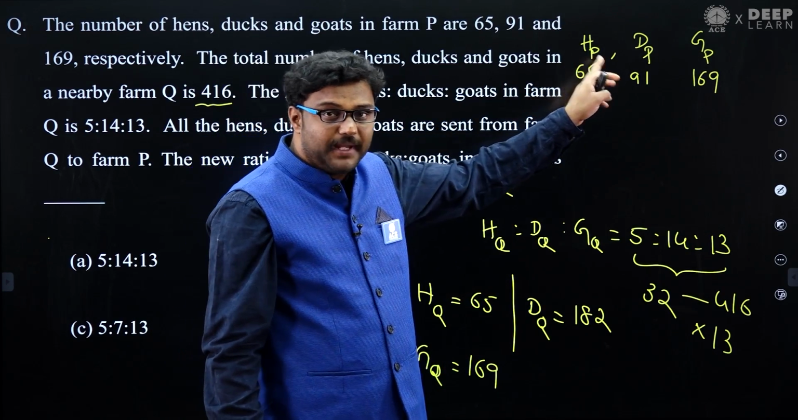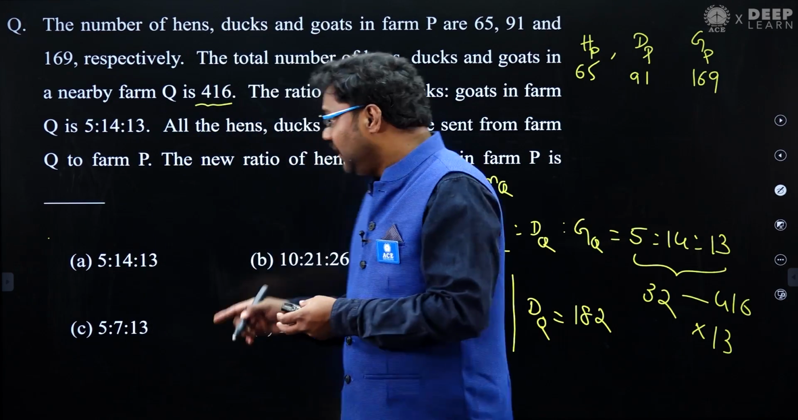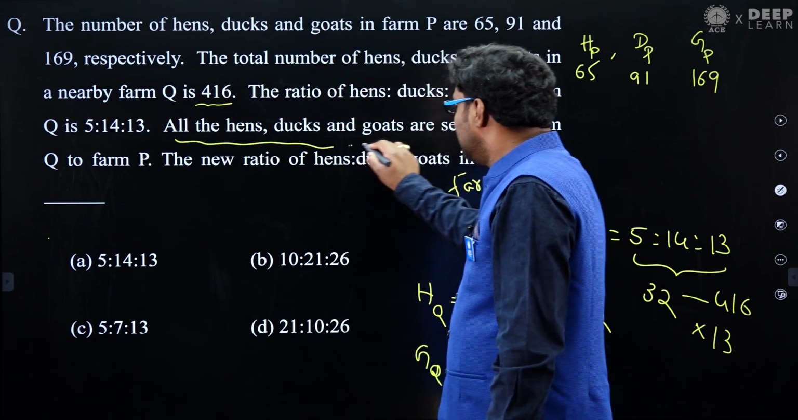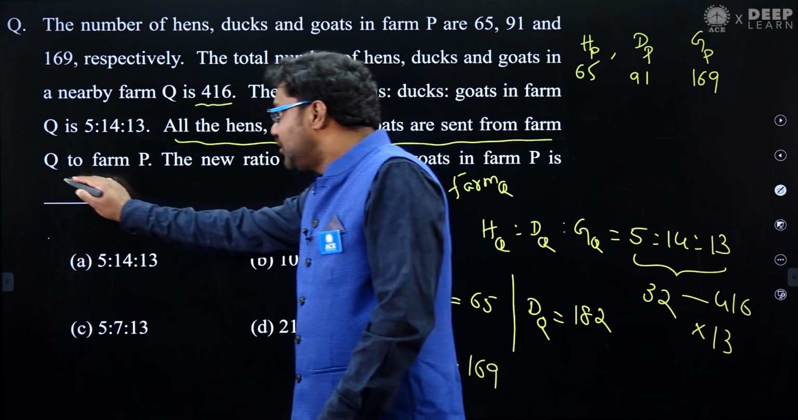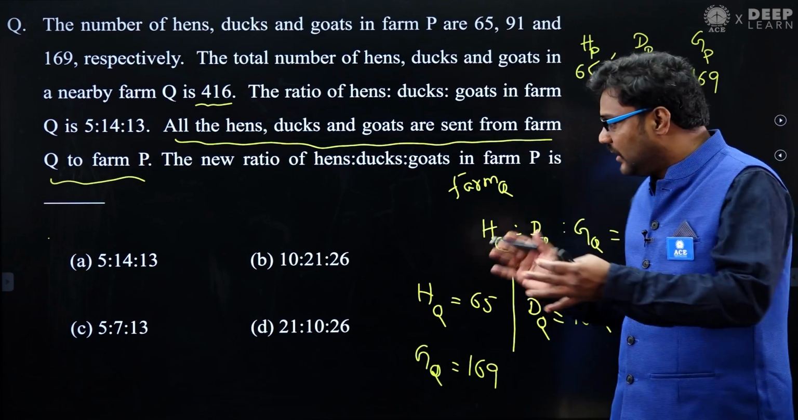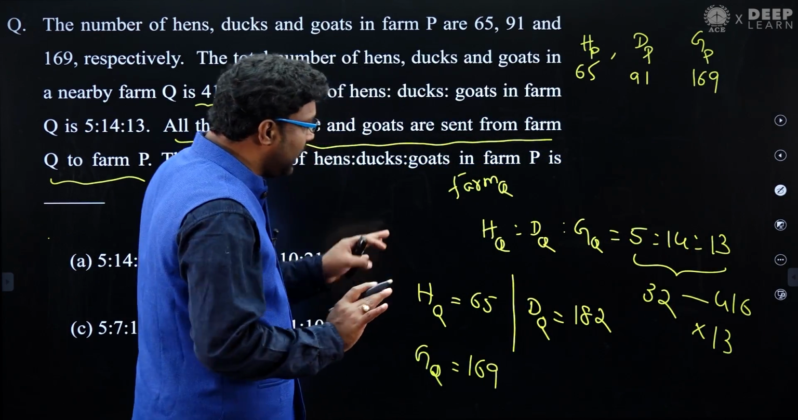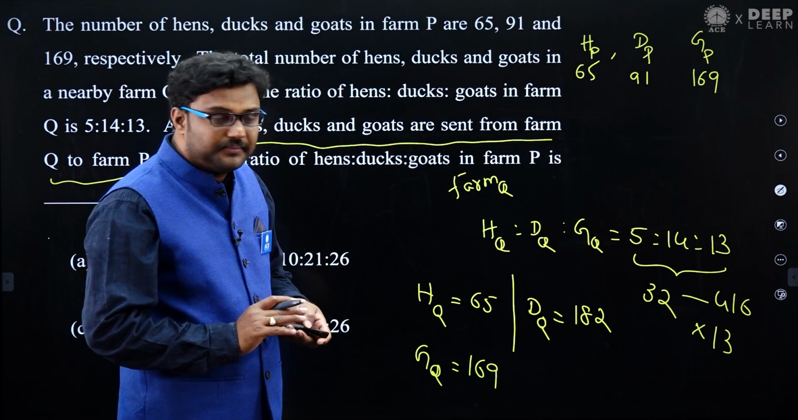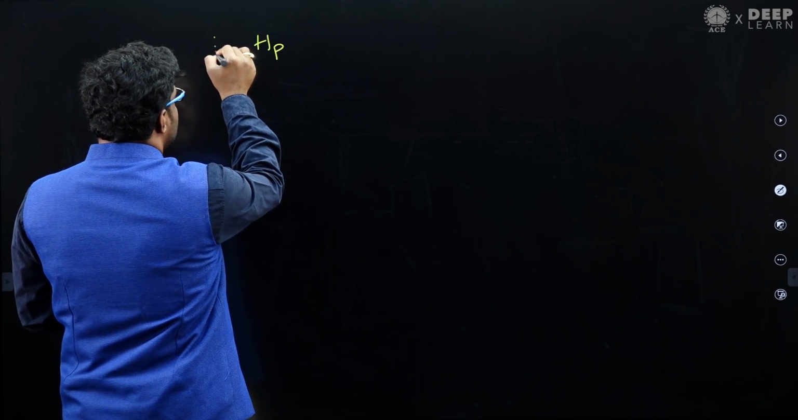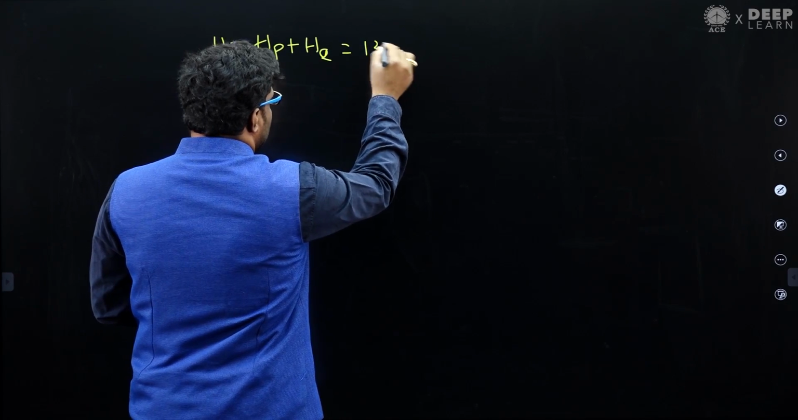How many hens, ducks and goats in form Q is this? You know already form P, we had to combine these two. Once you combine these two, we had to find together the new ratio, because all the hens are sent from form Q to form P. So all are combined now, so we should add these two. We'll give the shortcut, but first try to understand what is going on here. So hens in form P plus hens in form Q together, I think it's 130.